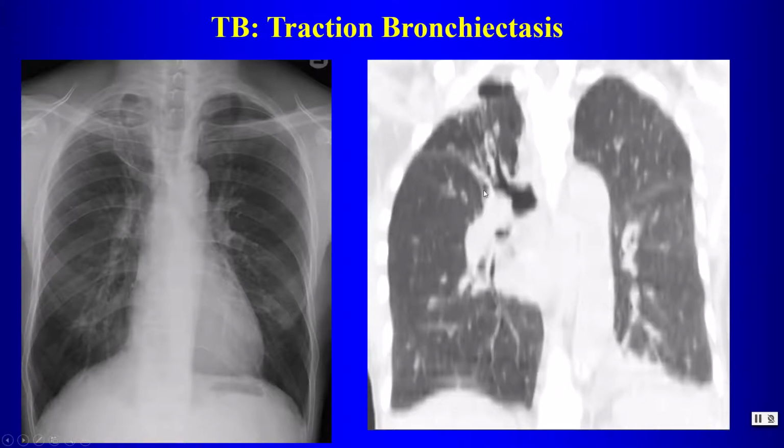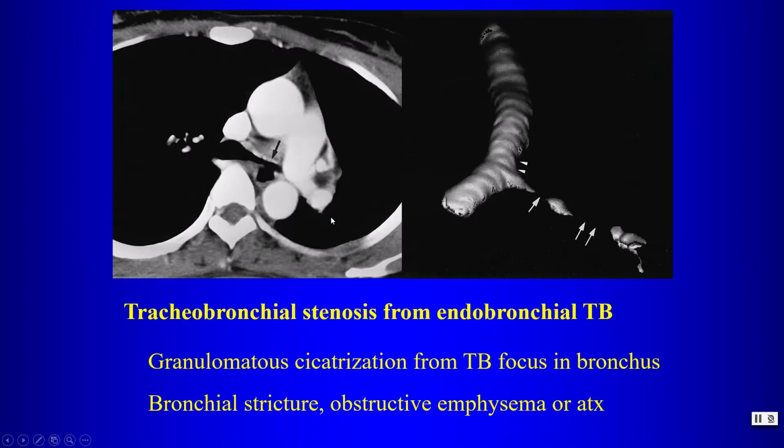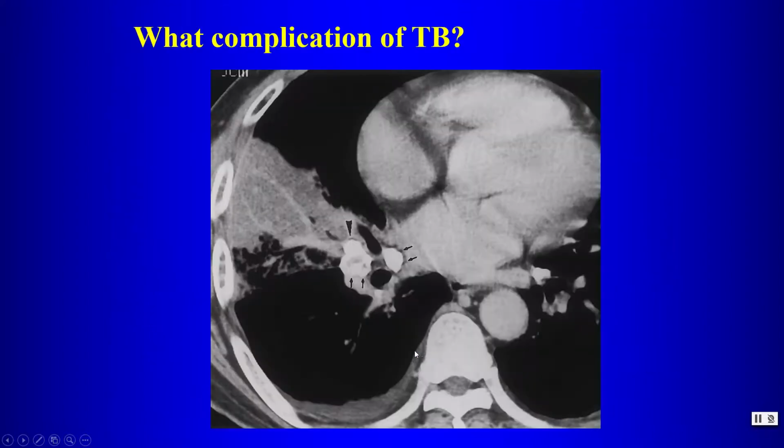The minor fissure here is pulled up within the right upper lobe from tuberculosis. Stenosis of airways from endobronchial involvement can also occur. Here you see stenosis of the left main bronchus, and here in this volume rendered view we can see that, also in this patient with a bronchial stricture.